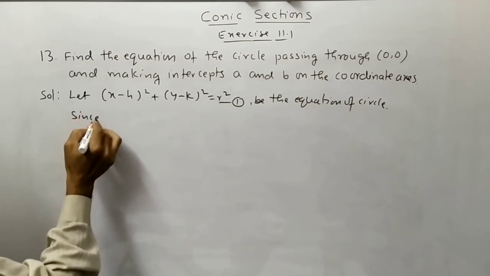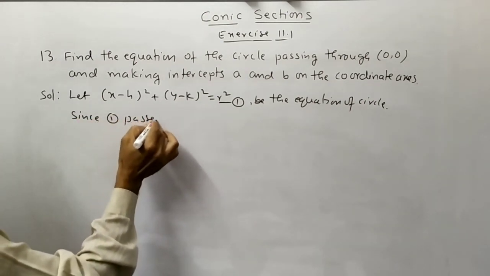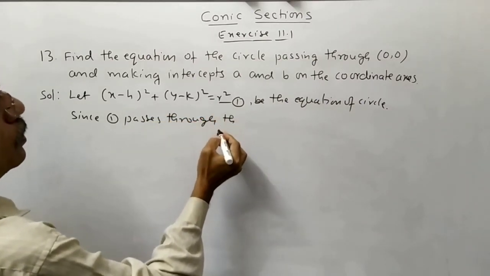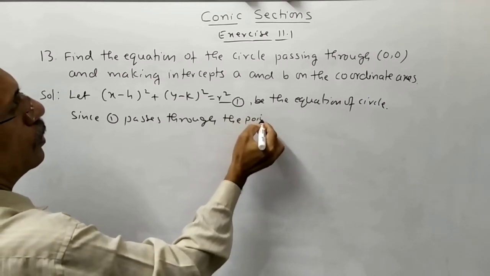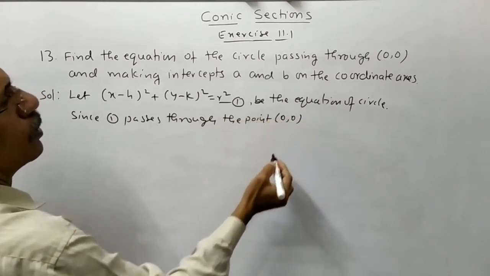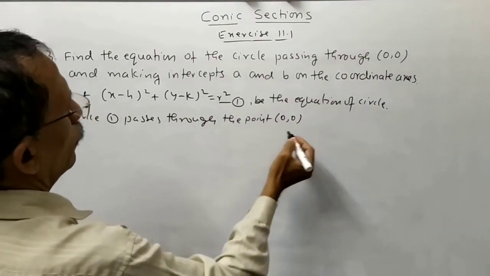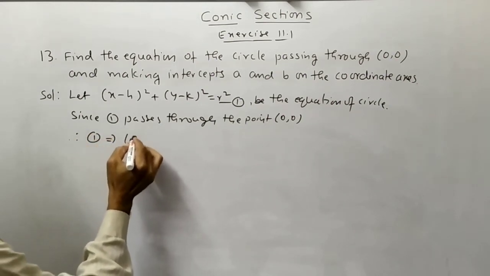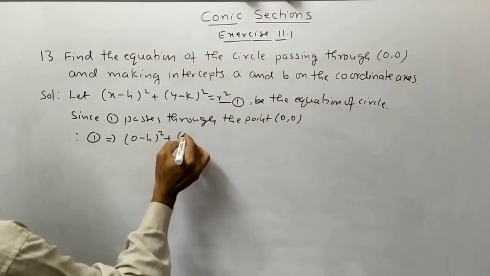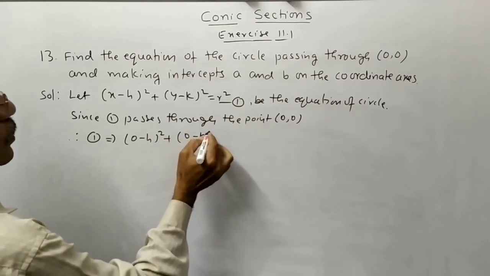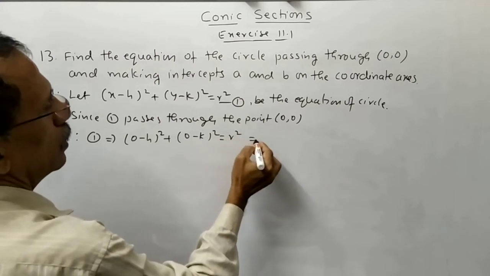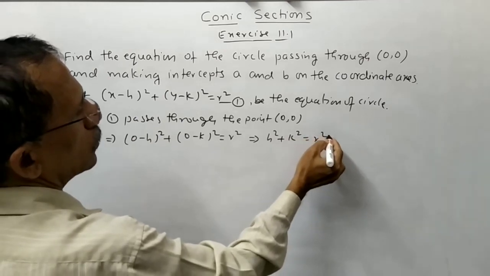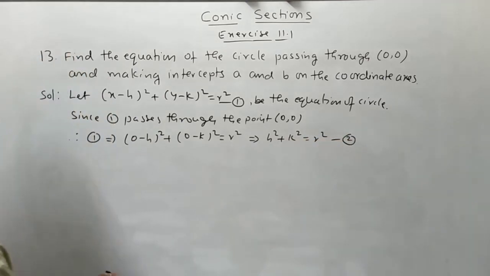Since 1 passes through the point with coordinate 0, 0, therefore 1 implies (0 minus h) whole square plus (0 minus k) whole square is equal to r square. This implies h square plus k square is equal to r square, say number 2.